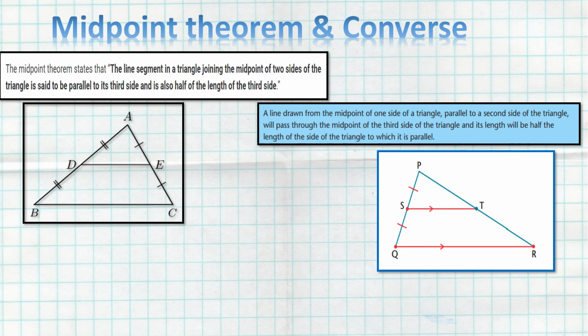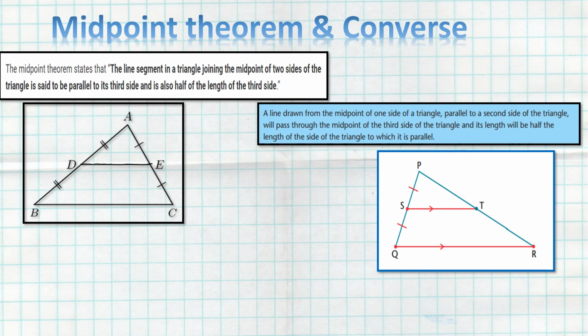Okay, so midpoint theorem states that if a line segment is drawn joining the midpoint of two sides of a triangle, right? As you can see in this diagram, there is DE that is drawn joining the two sides, and it's drawn to the midpoint of two sides of a triangle, right? So if a line segment is drawn to the midpoint of two sides of a triangle, then that line is going to be parallel to the third side, and it's also going to be half the third side.